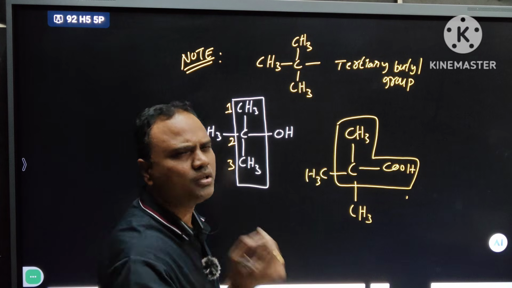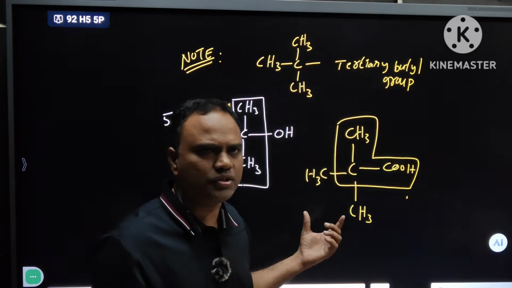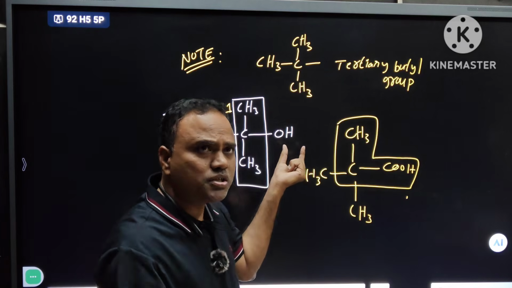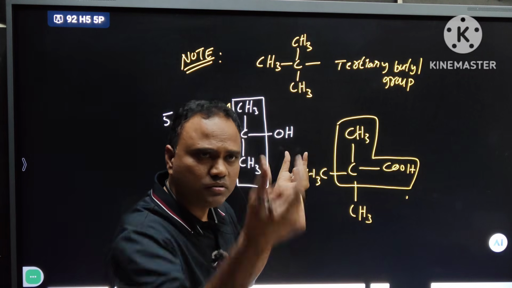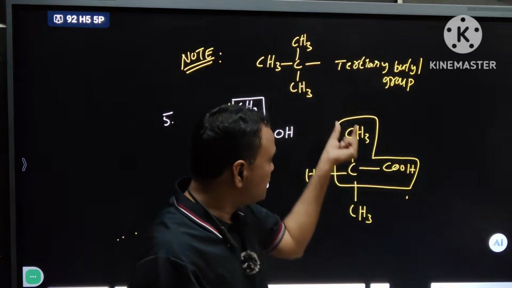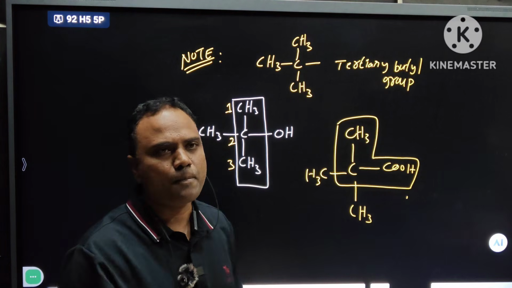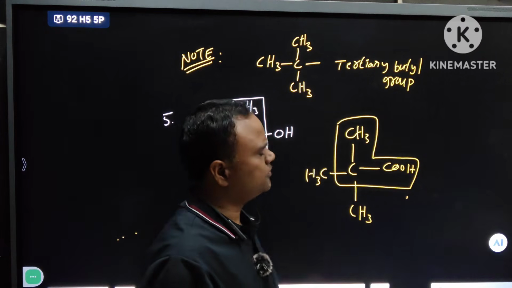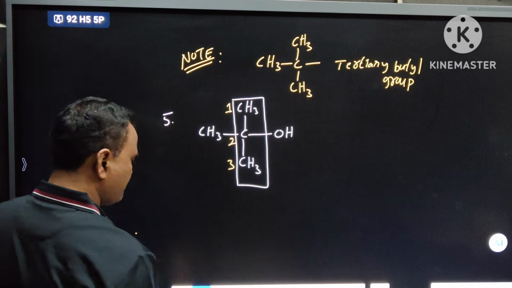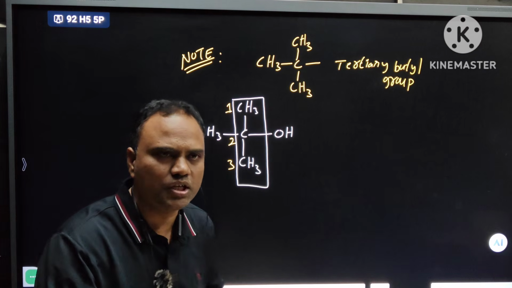Remember now, it is a very simple confusion. Here only a clear picture is there. See, in OH carbon is not there. That's why OH is not included in the numbering of the parent chain. But in COOH carbon is there. That's why COOH is included in the parent chain in the numbering. Very simple, right? Alright, let us give the name for this.